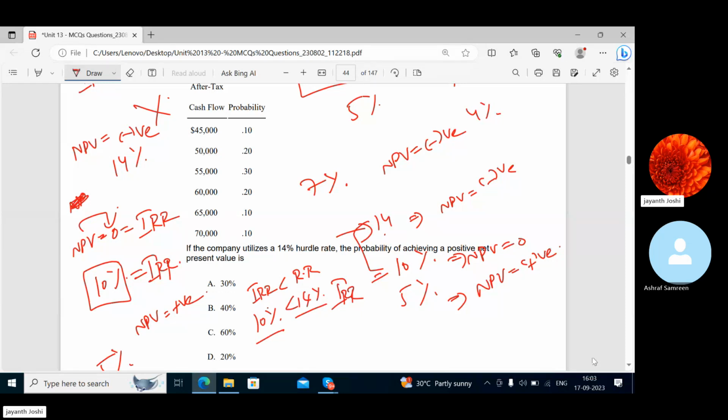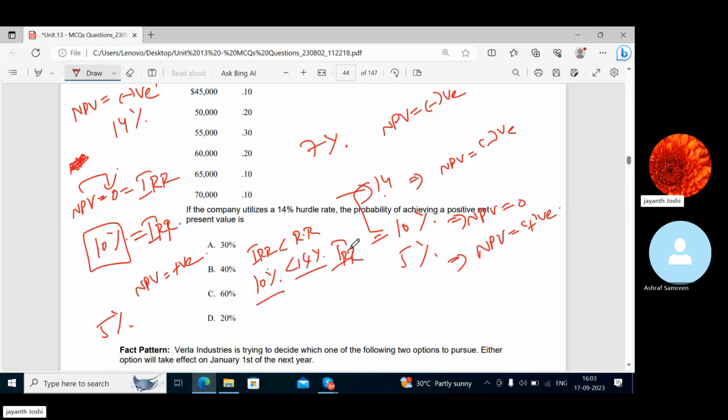So in this case, the IRR is the discount rate at which the NPV is equal to 0. If the IRR is higher than the required rate of return, the investment is desirable. But in our question, our required rate of return is 7%, and at 7% we are getting negative NPV, right?